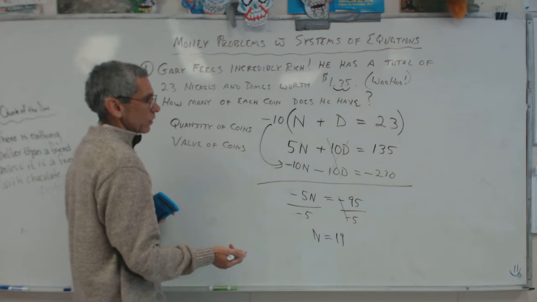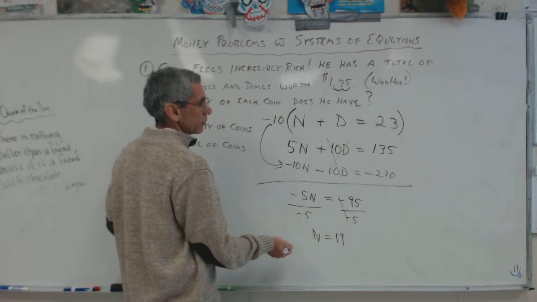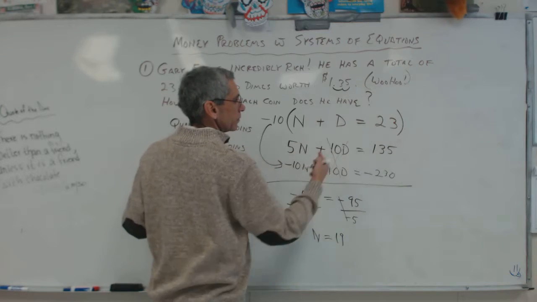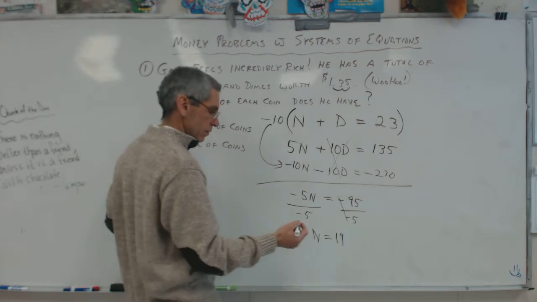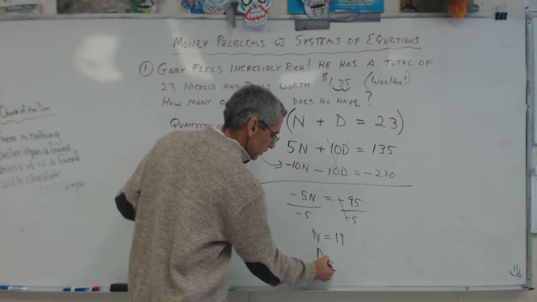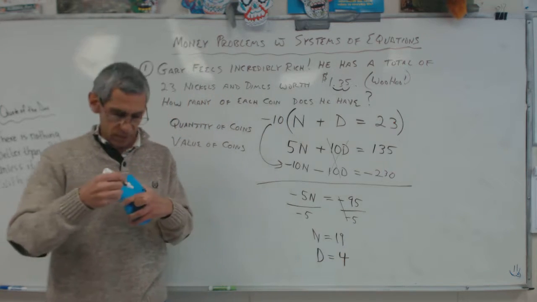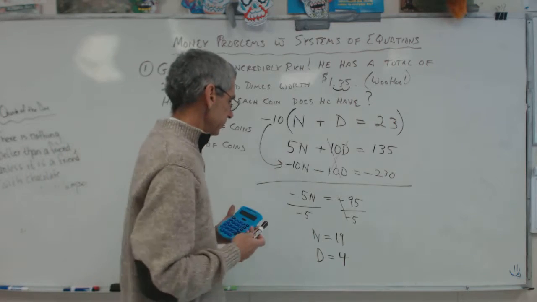And then how would I figure out how many dimes? Plug it in. 19 plus d is equal to 23. So you could just subtract 19, 23 minus 19 is 4. So the number of dimes is 4. Makes sense? 19 nickels and 4 dimes.